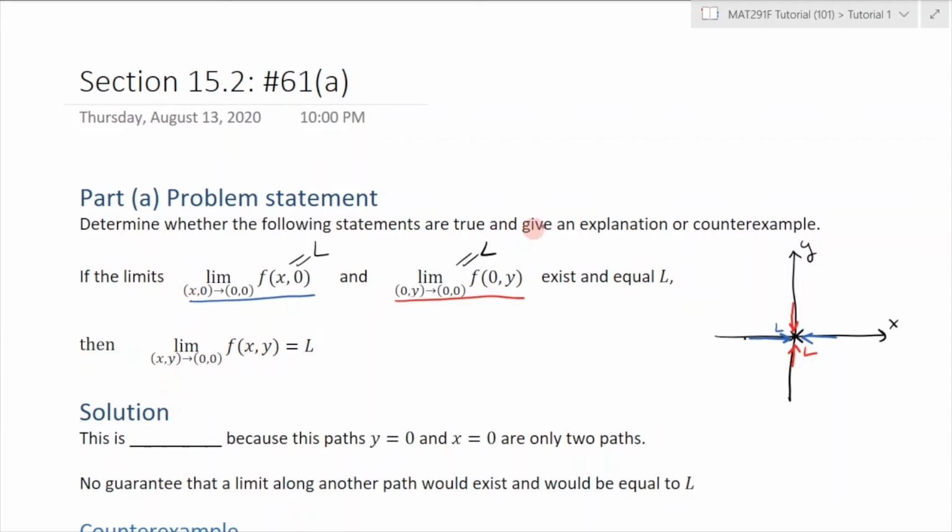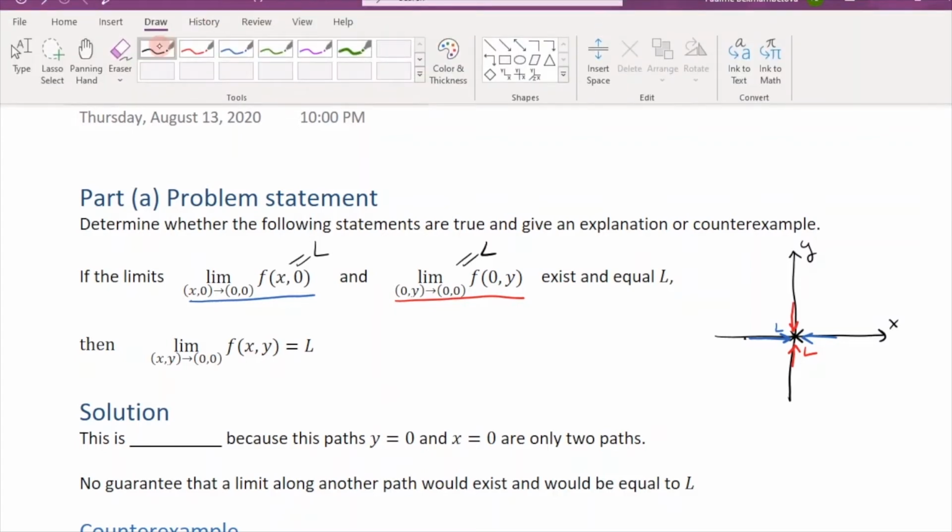Now, let's think about it. Remember how in lecture you talked about how for the limit to be L, it would mean that every single path you can think of would give you the same limit. Now, the statement only gave you two paths, right? Not every single path that's imaginable. So then the speculation is that this is false. Actually, not speculation. It's just a false statement.